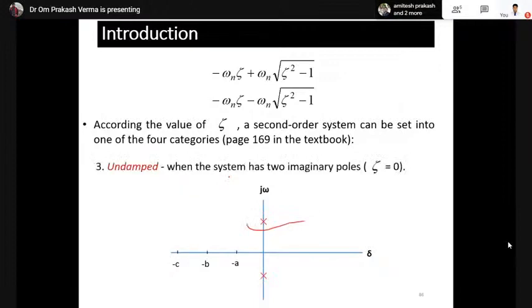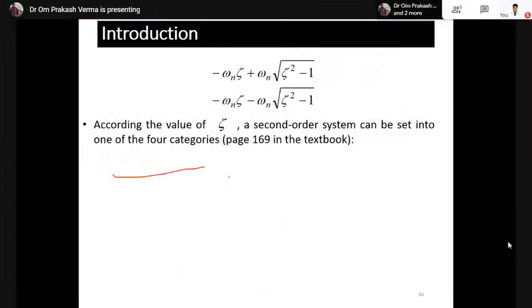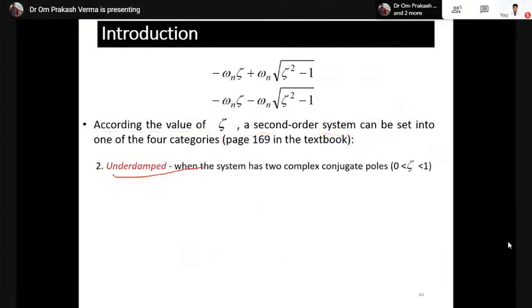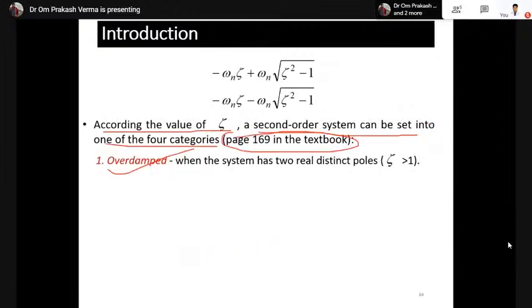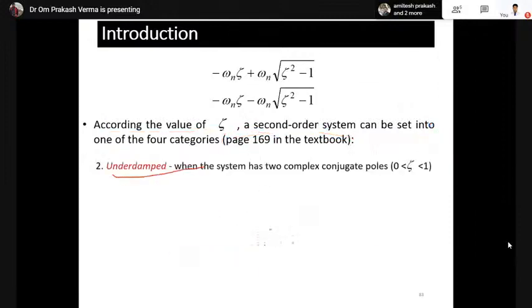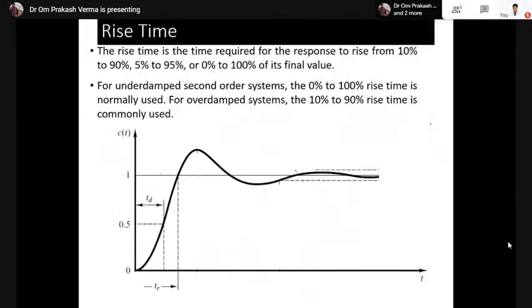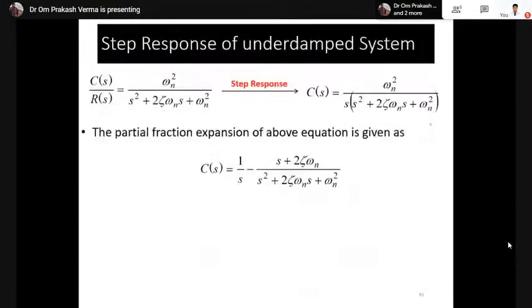Now see, it is decided by only the zeta. It is decided by only the zeta. Let's say I have taken one example here, and this is the location of the pole also, in this zone. We will see after some time and you can understand it very easily.